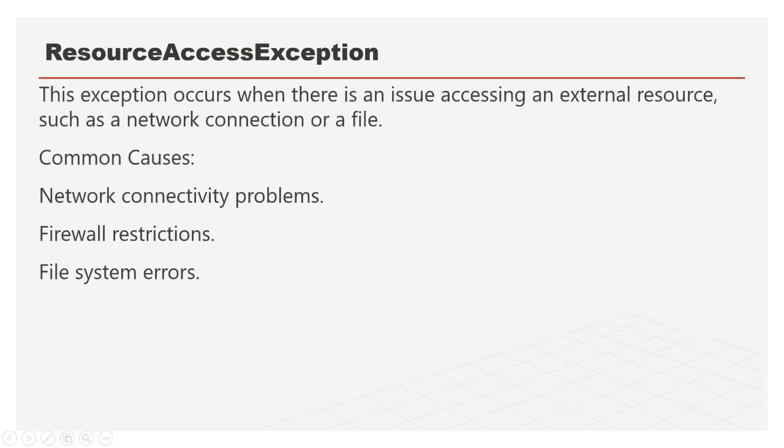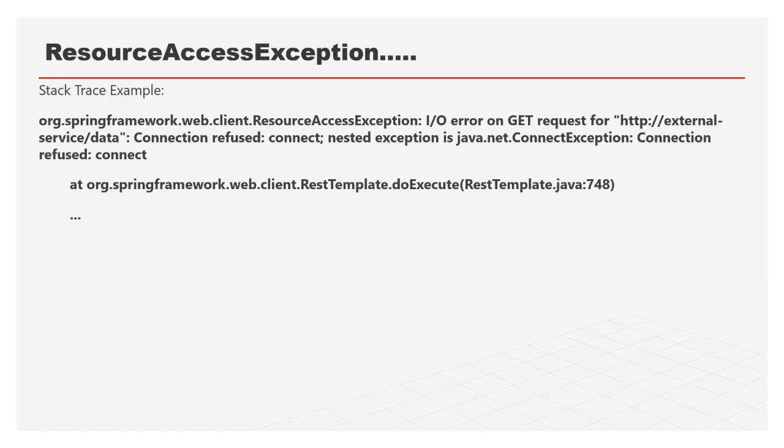Resource access exception. This exception occurs when there is an issue while accessing certain external resources. Let's say you are dealing with network connections or trying to open a network file. There could be a problem with the network connectivity, which might cause this. Or there is some firewall restriction at your organization, or in the environment where you're trying to work, or there is a file system error. All of these add up to the resource access exception.